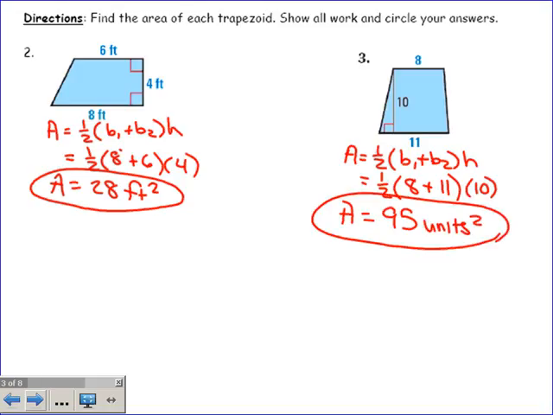Does that make sense? And there's no units? Write units squared. Square units. Any questions? 1, 2, or 3? Let's move on to 4.